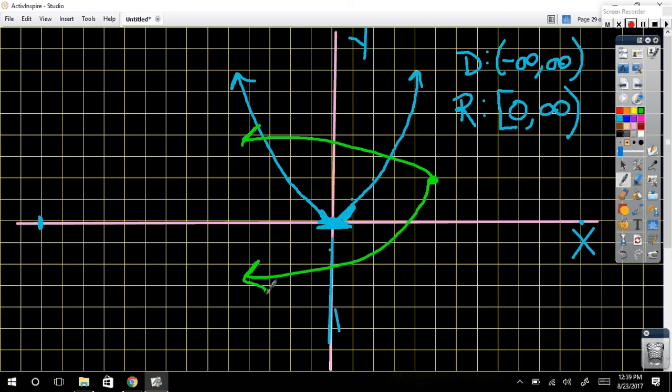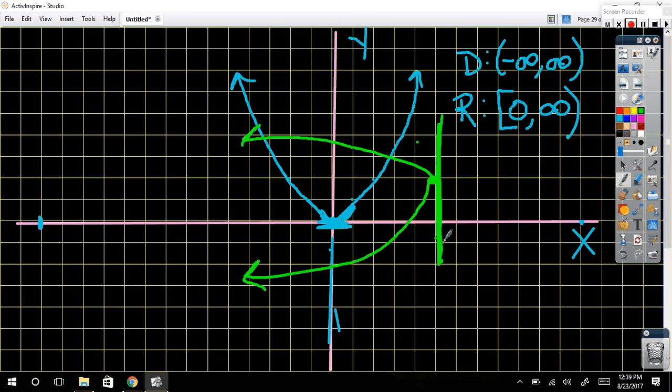Now, if it looked like that, now my domain is restricted but not my range. Because left to right, it starts out at negative infinity, goes, but it stops right here. It can't go any further right. Do you see what I'm saying with that? So you see how the domain and range is different? Does everybody understand that? Because the domain is left to right and the range is up and down.